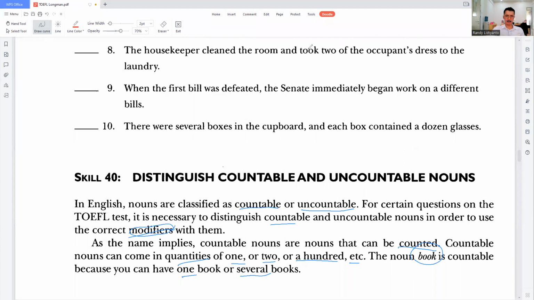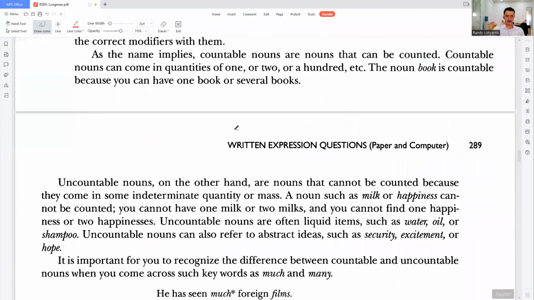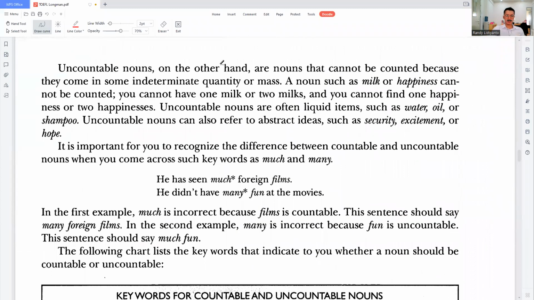Okay, let's move on. After that, uncountable nouns. Uncountable nouns, on the other hand, are nouns that cannot be counted because they come in some indeterminate quantity or mass. A noun such as milk or happiness cannot be counted. You cannot have one milk or two milks, and you cannot find one happiness or two happinesses.